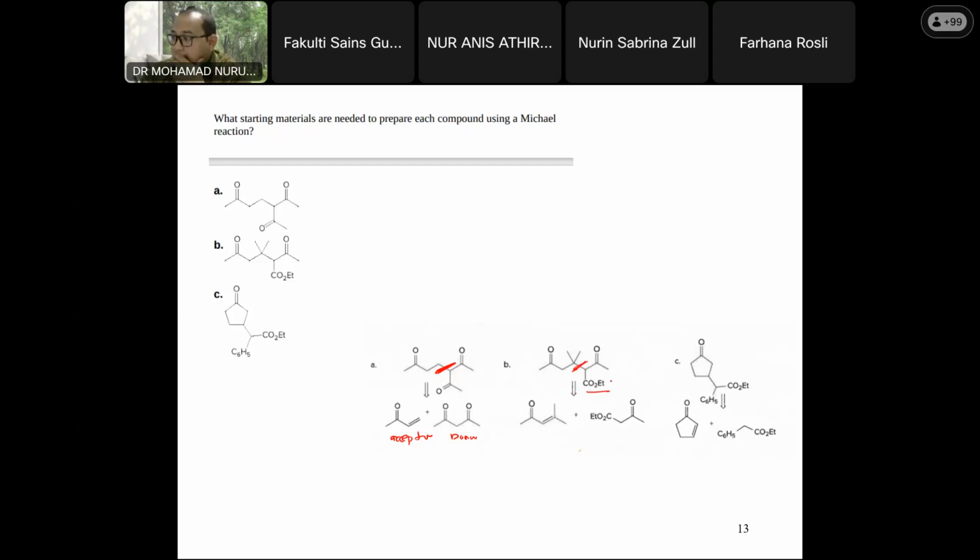Okay, and the last one is easy because we have the alpha, beta. This is the alpha position, and this is the beta position, and the breaking for the new bond formation is in these positions. Okay, so I hope you can follow this, to make sure you understand the Michael reactions.